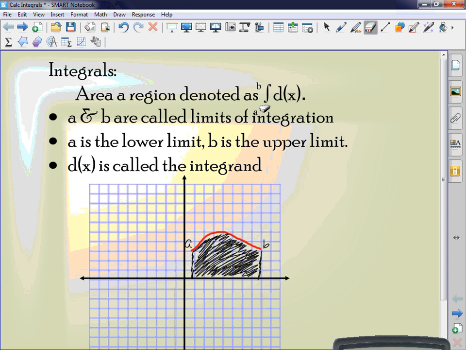We denote it as the integral from a to b of dx. A and b are the limits. A is the lower limit, b is the upper limit. The dx is called the integrand.